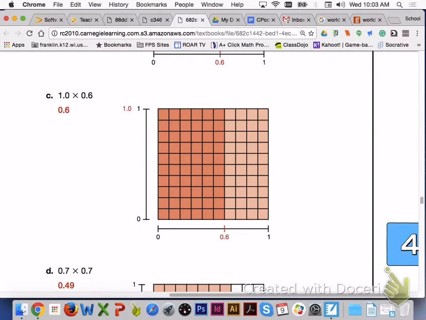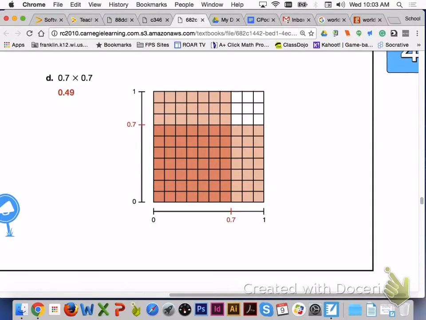Letter C, 1 whole times 6 tenths. Your product is 6 tenths. And letter D, 7 tenths times 7 tenths. Your product is 49 hundredths.